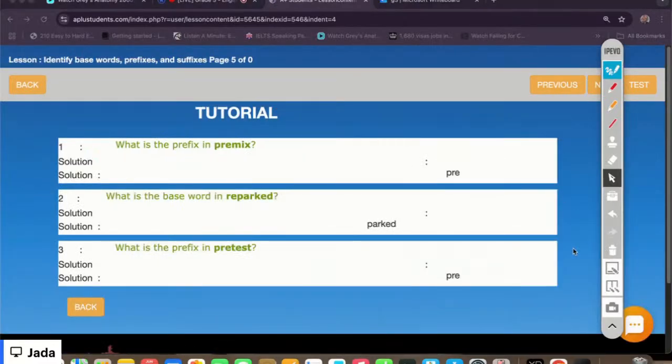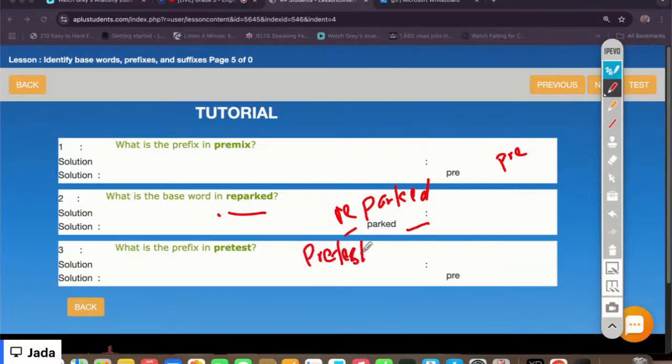Okay, so for example, what is the prefix in premix? Like I said, the prefix comes at the beginning, so it will be pre. And then what's the base word in repacked? We have repacked, the prefix is re, and then packed is the base word. Then we have pretest. What is the prefix? The beginning, pre. Okay? All right.